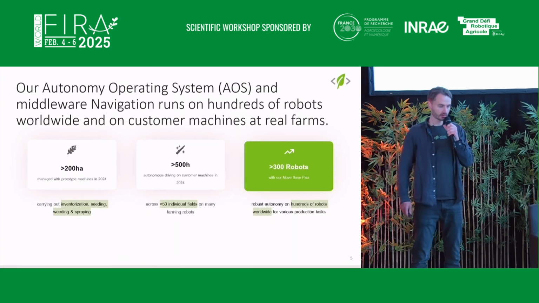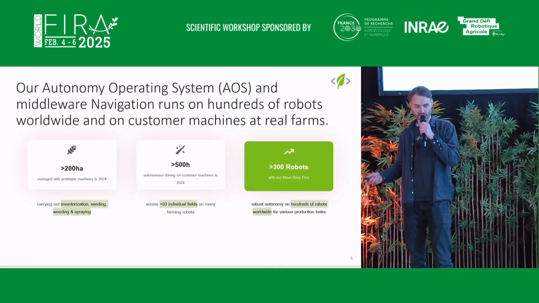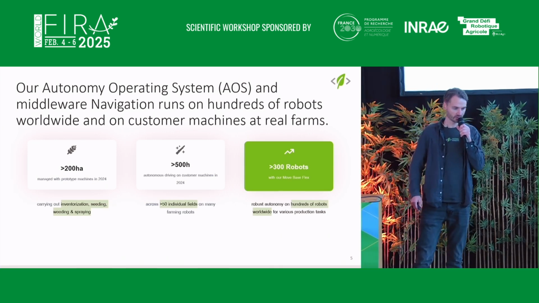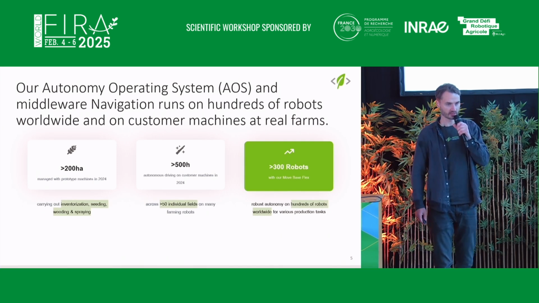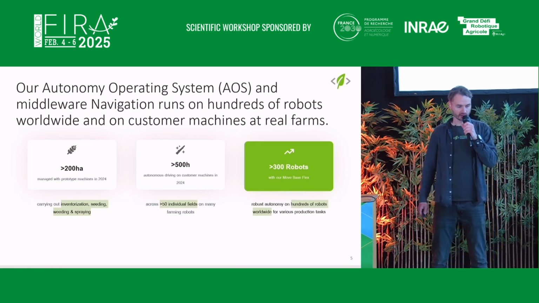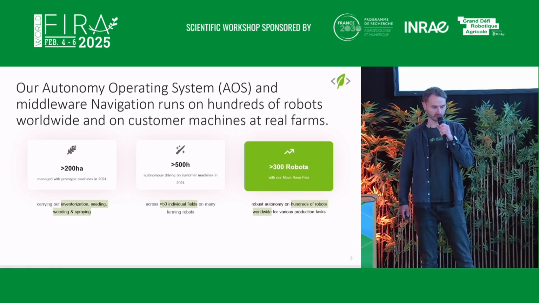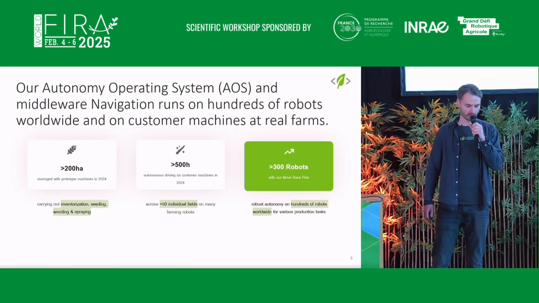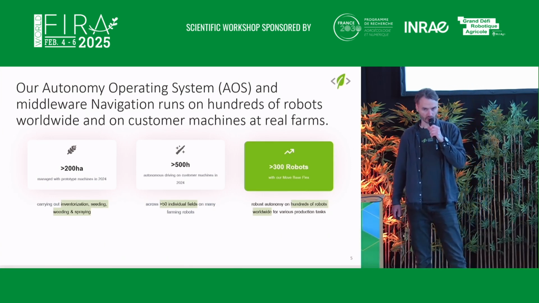So our system already is running on a lot of robots, and we did some inventarization, weeding, spraying, and also other tasks on more than 200 hectares with more than 500 hours, and our middleware is also running on more than 300 robots around the world, not only agriculture.